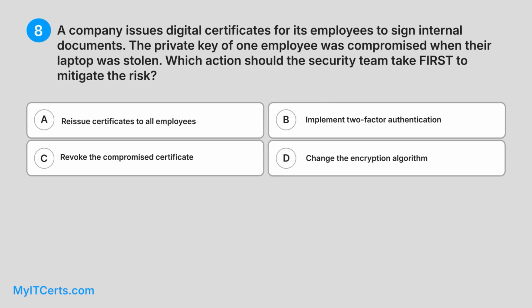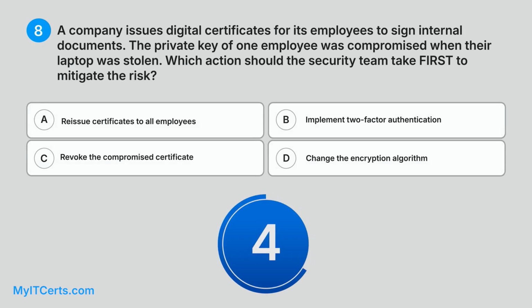Eight. A company issues digital certificates for its employees to sign internal documents. The private key of one employee was compromised when their laptop was stolen. Which action should the security team take first to mitigate the risk? A. Reissue certificates to all employees. B. Implement two-factor authentication. C. Revoke the compromised certificate. D. Change the encryption algorithm. Do you know the answer?